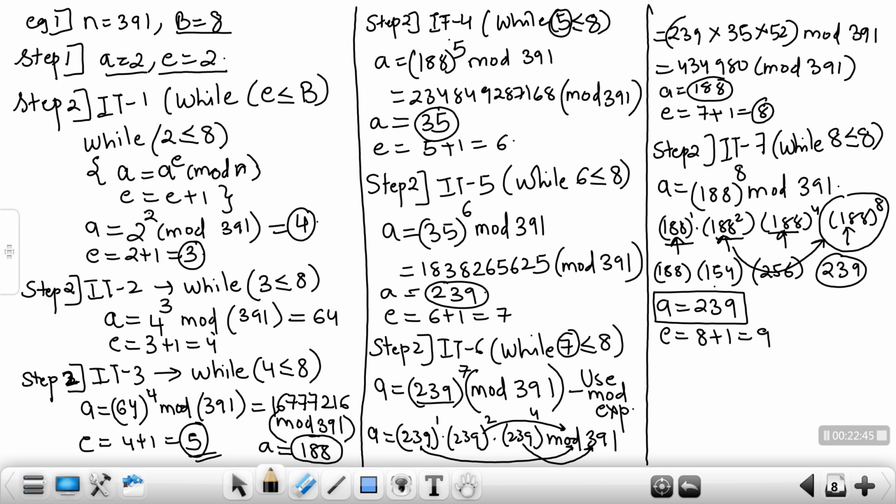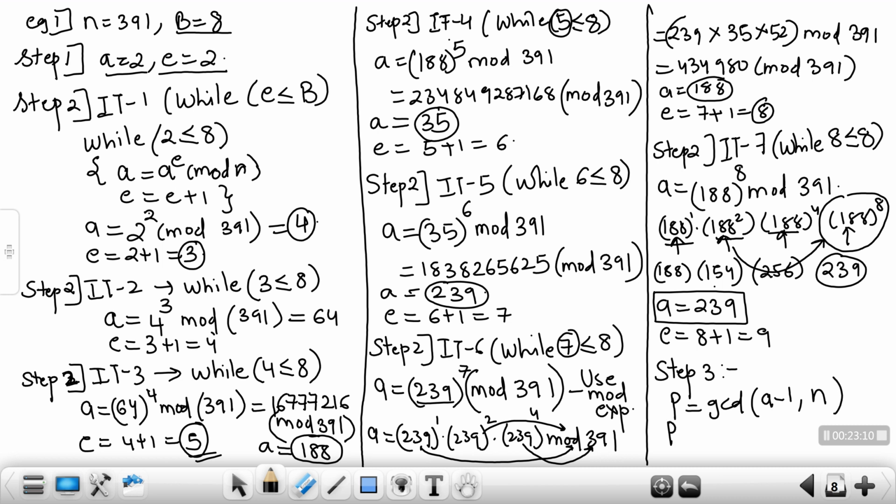Now I cannot go to the loop again. My iterations have finished, so I have to go to step number 3. What is my step number 3? My step 3 is to calculate P, which is nothing but GCD of A minus 1 comma N.